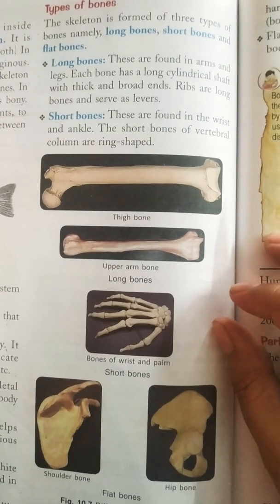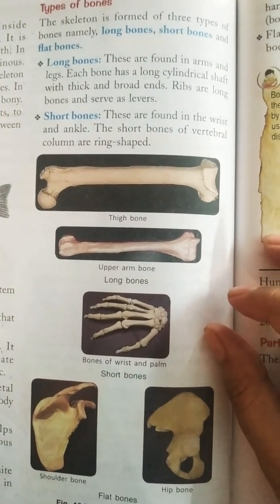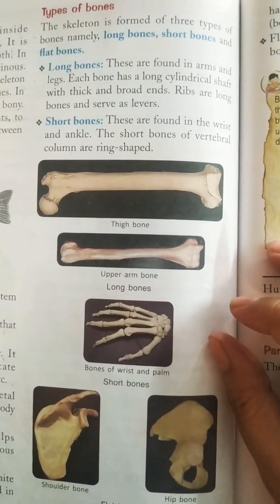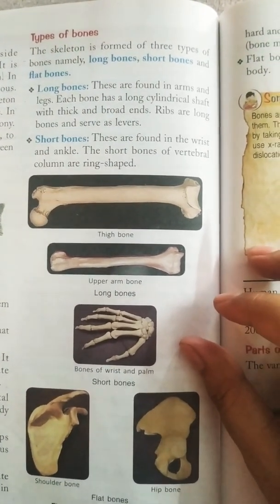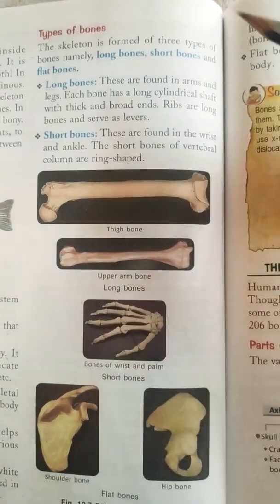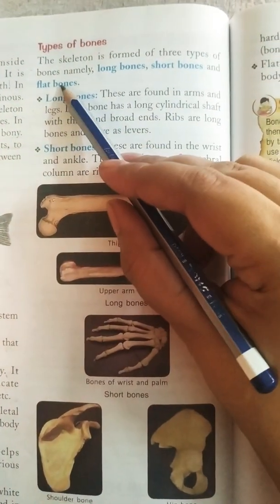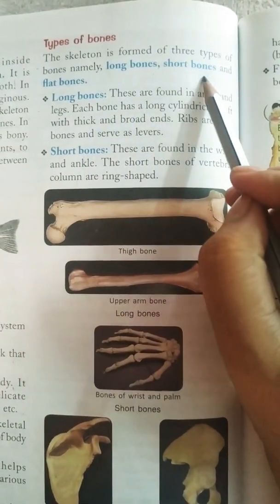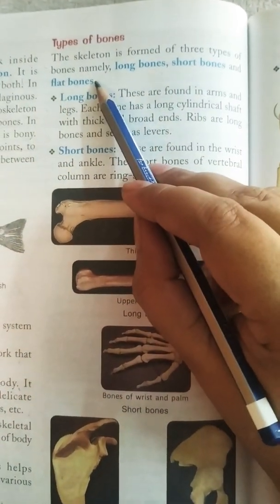Good morning students. Today in this tutorial we are going to discuss types of bones. The skeleton is formed of three types of bones. Basically these are long bones, short bones, and flat bones.